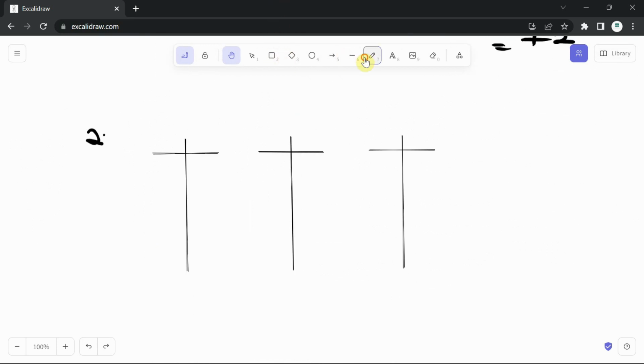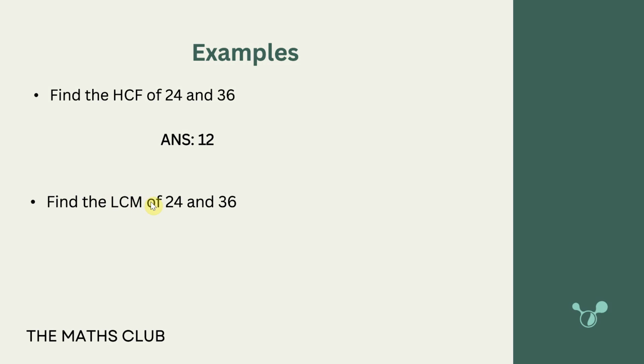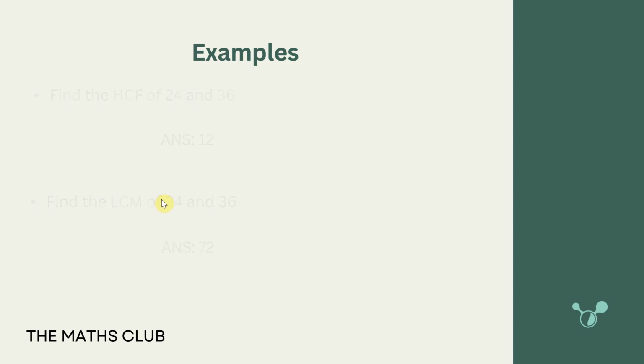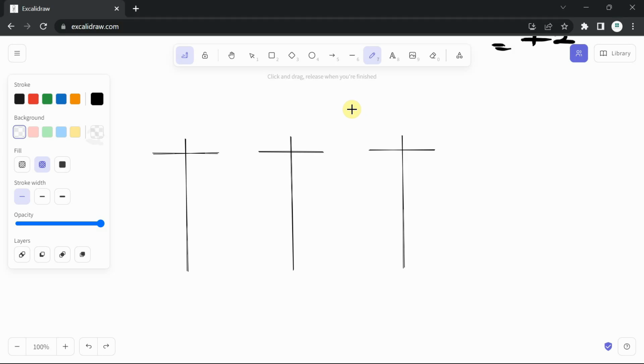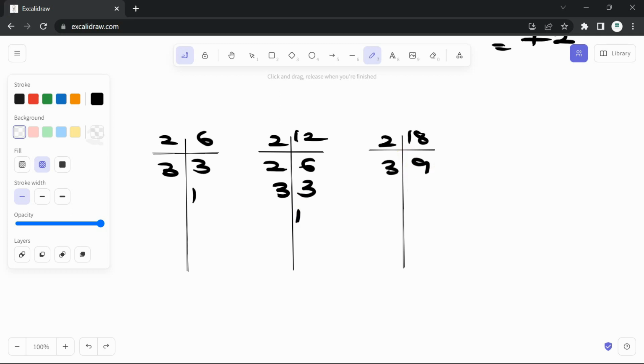So in this, yeah, we had 72, that's correct. So in this next example, we're trying to find the HCF of 6, 12, and 18, right? So let's see. This is 6, this is 12, and this is 18, right? So 2 in 6 is 3, 3 in 3 is 1, right? 2 in 12 is 6, 2 in 6 is 3, right? And 3 in 3 is 1, right? 2 in 18 is 9, 3 in 9 is 3, 3 in 3 is 1, right?